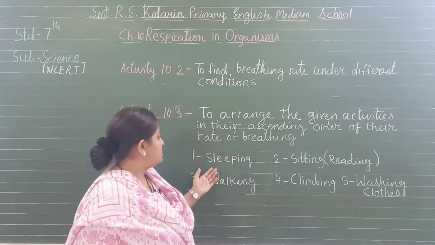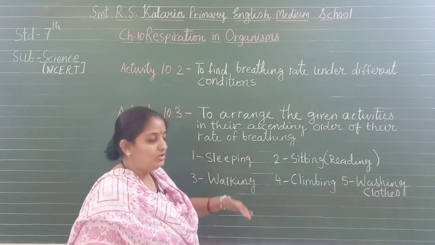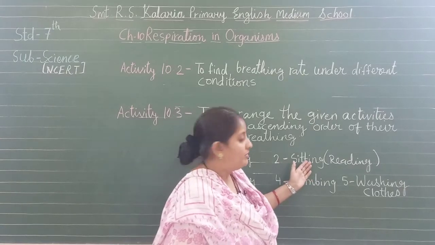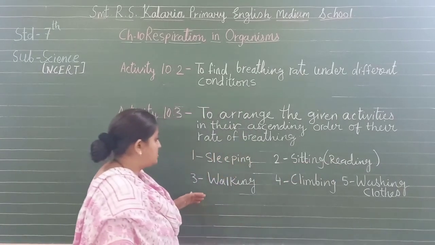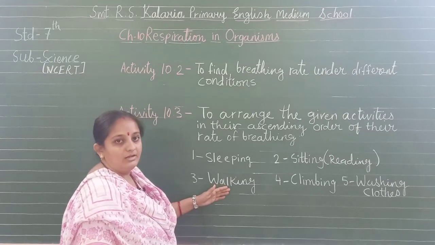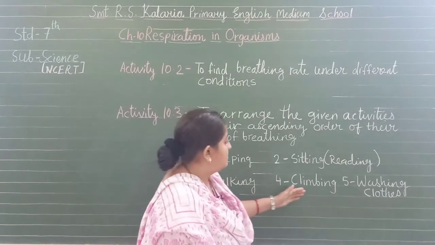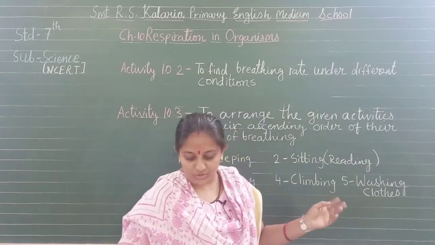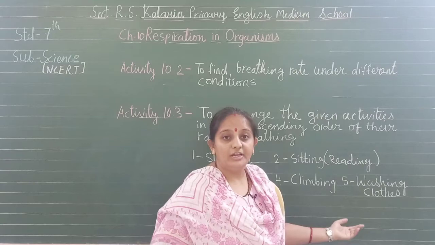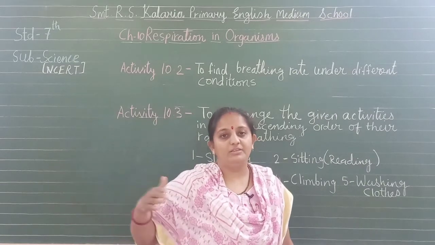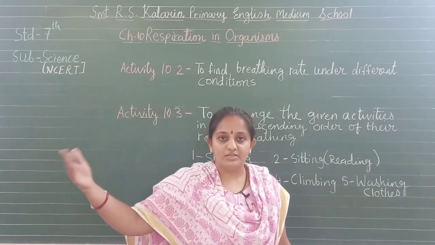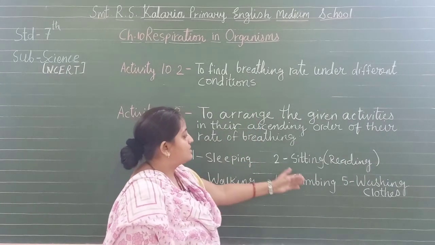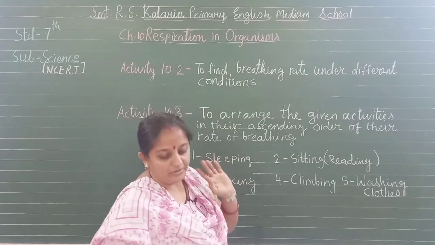The very first picture is about sleeping, it needs a low rate. Then sitting, a boy is sitting on a chair reading a book. Next, walking. Then number 4 is climbing, and number 6 is washing clothes. These all need breathing as per their activities. The breath rates change, so we arranged this task as per the ascending order of their breathing rate.